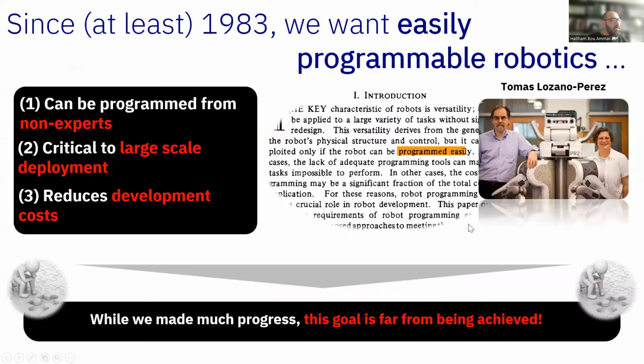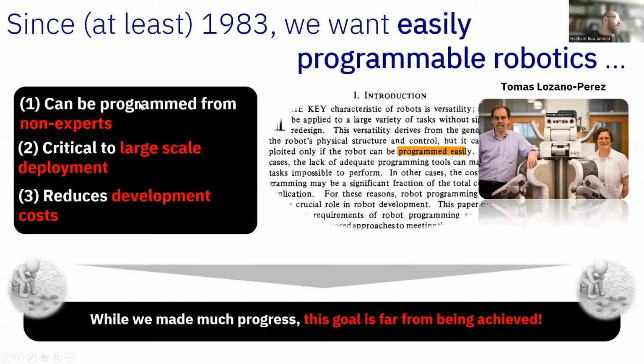Right. So, as a bit of motivation, we had a dream in robotics since forever, I think. And that dream is that we wanted to be able to make robots easily programmable. Since at least 1983, I found this nice paper by Professor Thomas from MIT. The argument in the introduction of that paper was that one of the key characteristics is for the robot to be versatile. And to be versatile, we need to allow these robots to be programmed easily.